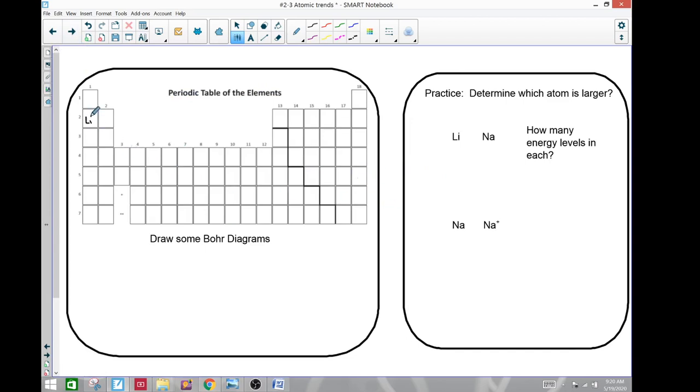Lithium is located right here, and sodium is located right here. So therefore, sodium is bigger. This guy has 2 energy levels. This guy has 3. Na plus: okay, this guy here we just mentioned has 3 energy levels. This guy only has 2.